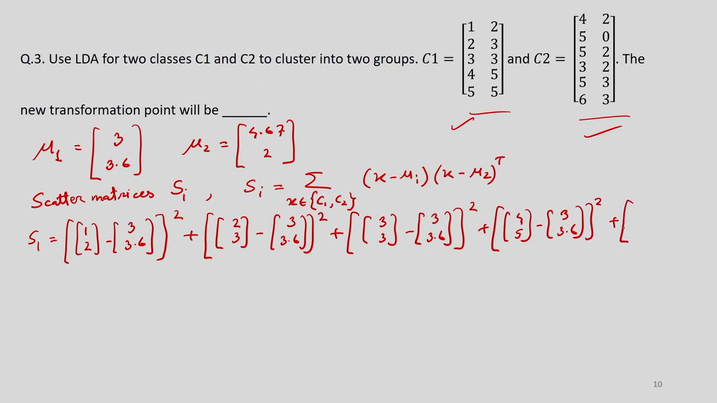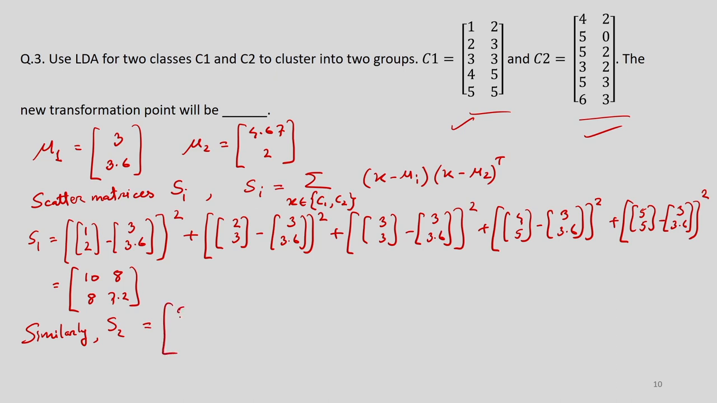And finally, we have (5, 5) minus (3, 3.6), whole square. Alright, so like this we calculate S1. When we add it up, we get the result 10.8, 8.7.2. Alright, and similarly for S2, we get 5.33, 1.16.